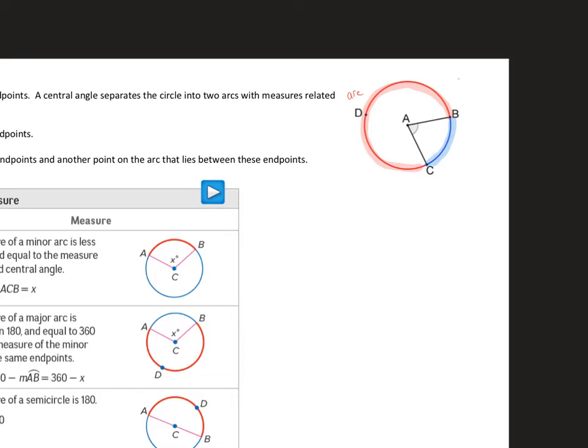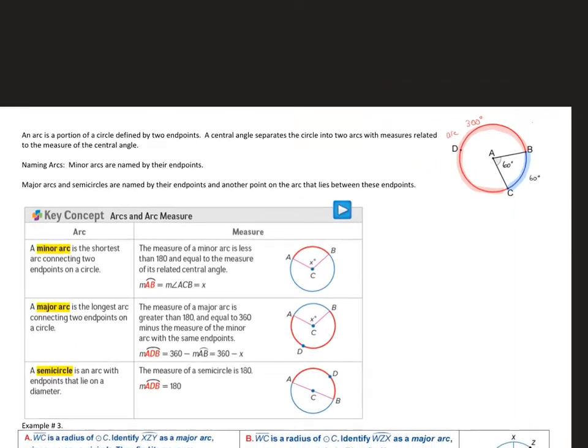Whatever the central angle is, that angle measure is the arc measure. So for instance, if angle BAC was 60 degrees, then arc BC is 60 degrees. And we know that a circle is 360, so this arc in the red would be 300 degrees. So the measure of this central angle is the measure of the related arc.